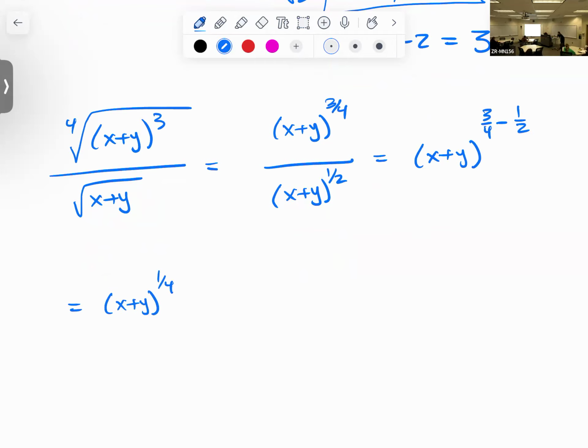And now look, this is all in the numerator. And now I can turn this back into a radical. And it's just the 4th root of x plus y. Now, be aware, multiplying by root x plus y over root x plus y, that can slowly combine, but you're never going to have a good method to combine a 4th root and a square root. The only method is to turn them to exponents and then see if you can use powers of exponents.